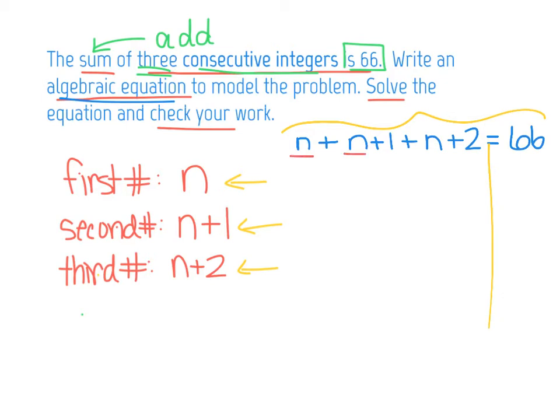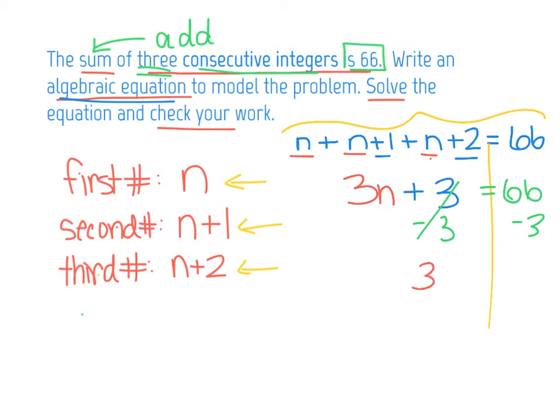So we've got n plus n plus n. That is 3n. And then we have plus 1 and plus 2. So that makes plus 3. And all of that is equal to 66. Then we go ahead and subtract 3 from each side, and we're left with 3 times n equals 63. And final step, divide by 3 to get an answer of n equals 21.